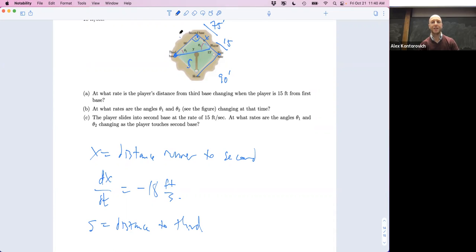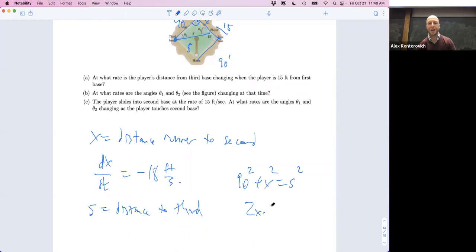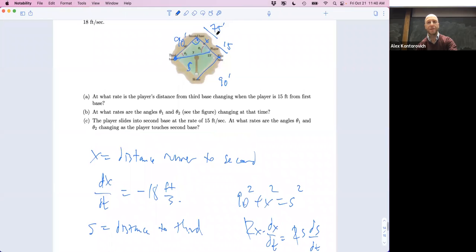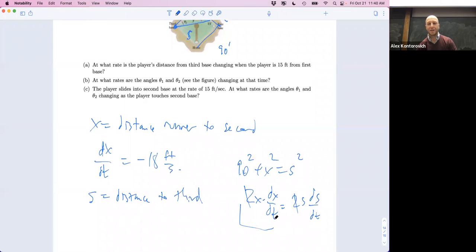The fact that this is a right angle and this is 90 feet. Pythagorean theorem. 90 squared plus x squared is s squared. The units are feet squared. Let me not keep the units. We'll put them back in at the end. So if I differentiate both sides with respect to t, I get 2x times dx/dt is 2s ds/dt. The 2's cancel. x is 75 feet.